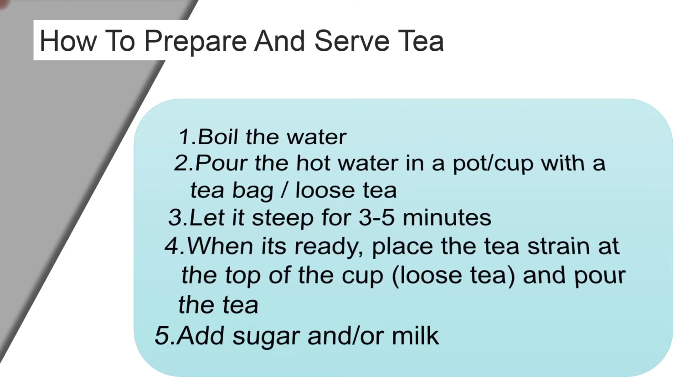How to prepare and serve tea. First, boil the water. Second, pour the hot water in a pot or cup with a tea bag or loose tea. Third, let it steep for 3 to 5 minutes. And when it's ready, place the tea strainer at the top of the cup if you serve the loose tea and pour the tea. Last but not least, add sugar and or milk.